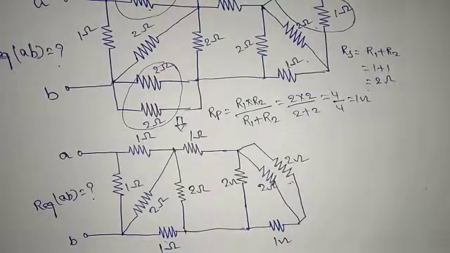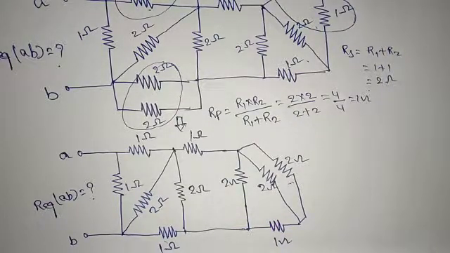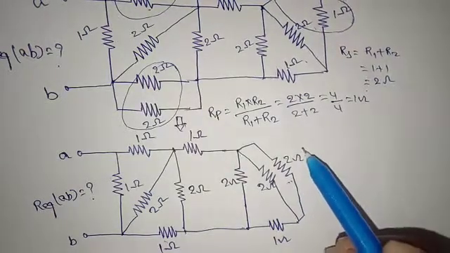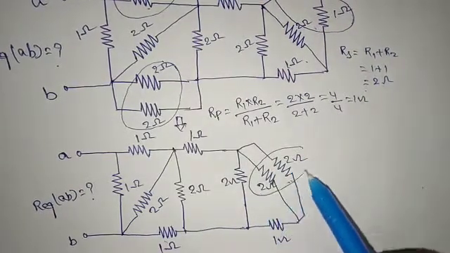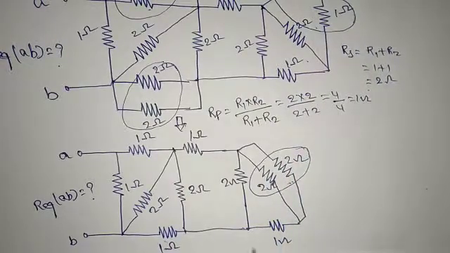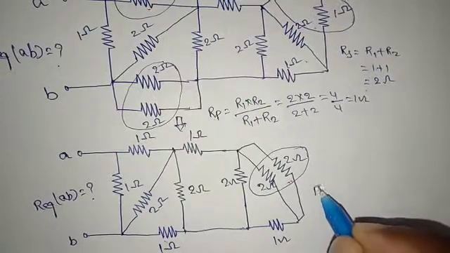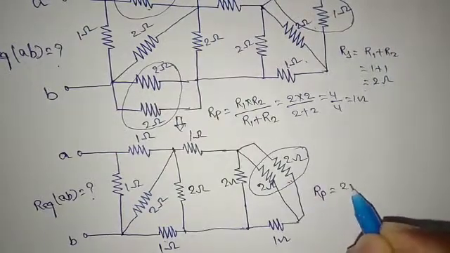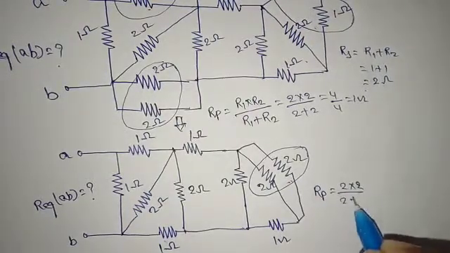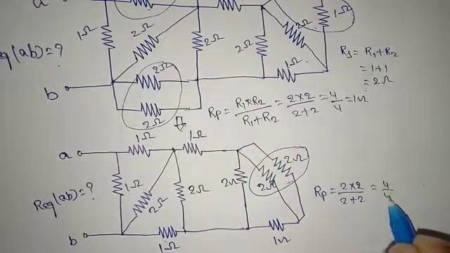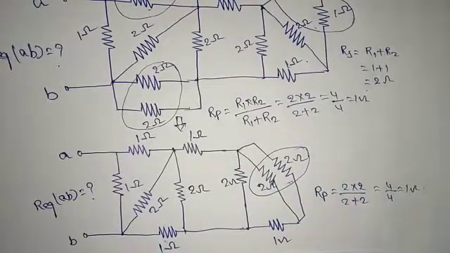Again we have to check which resistances are in series and parallel. We can see here that 2 ohms and 2 ohms are in parallel to each other. We have already solved the value of Rp, so again we get the same answer: 2 into 2 divided by 2 plus 2 is equal to 4 by 4, which is equal to 1 ohm.